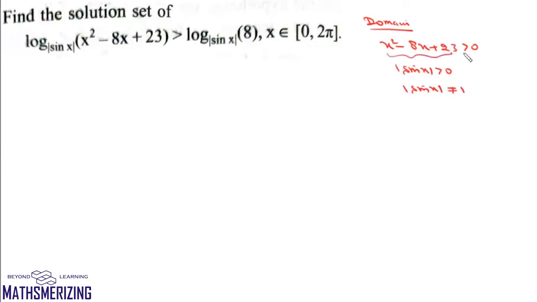Now when we look at this expression, the value of D for this is 64 − 92, that is, it is less than 0. So when D is less than 0 and a is greater than 0, it is always positive.